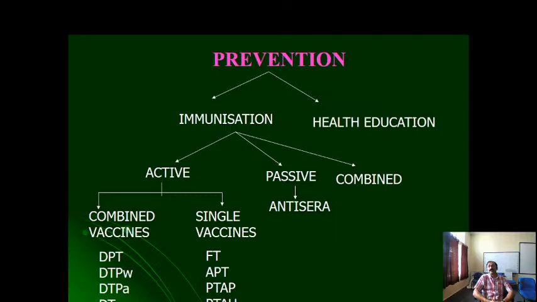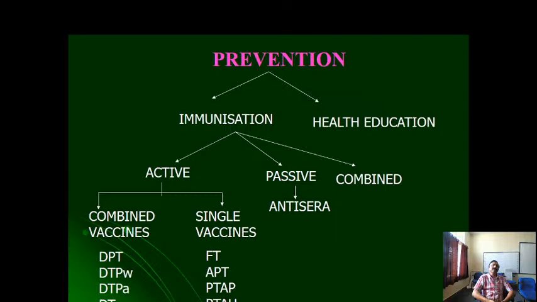We have to do health education, informing the patient and his contacts as well as the population about the disease, and do immunization, active and passive. Active immunization: we have single vaccines, but these are hardly used nowadays. We have combined vaccines, which are DPT, that is diphtheria, pertussis and tetanus, with whole cell pertussis, or DPT with acellular pertussis.